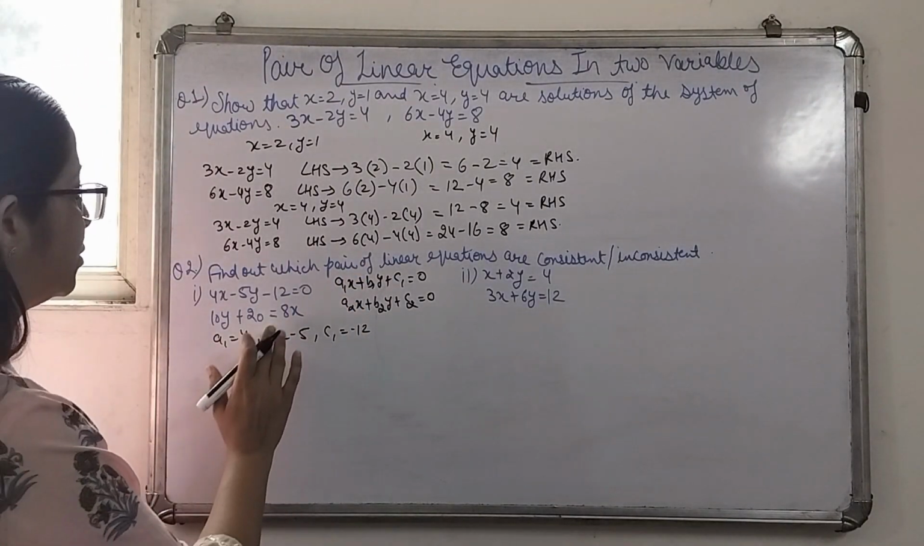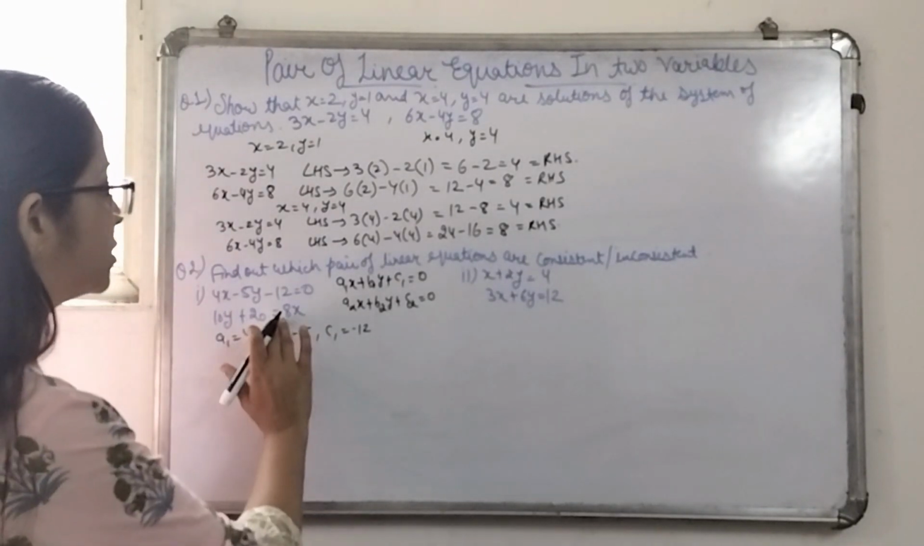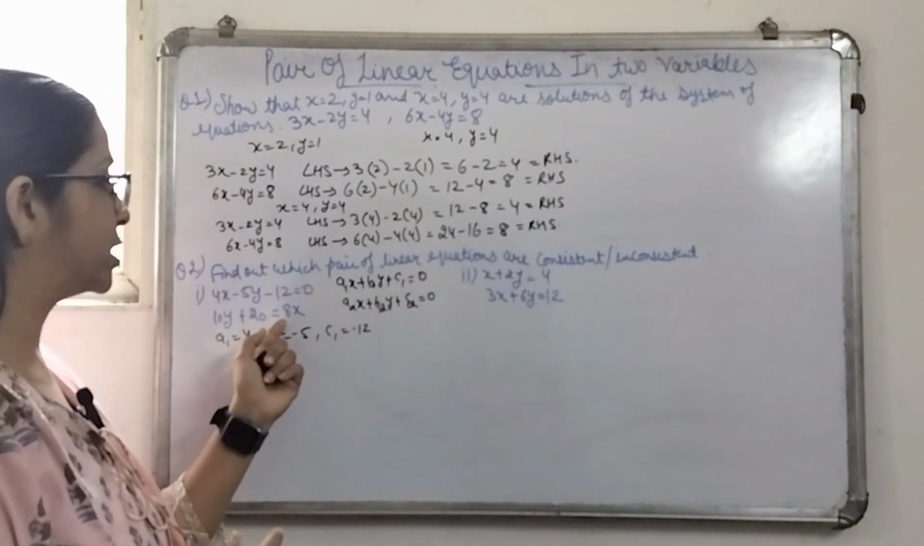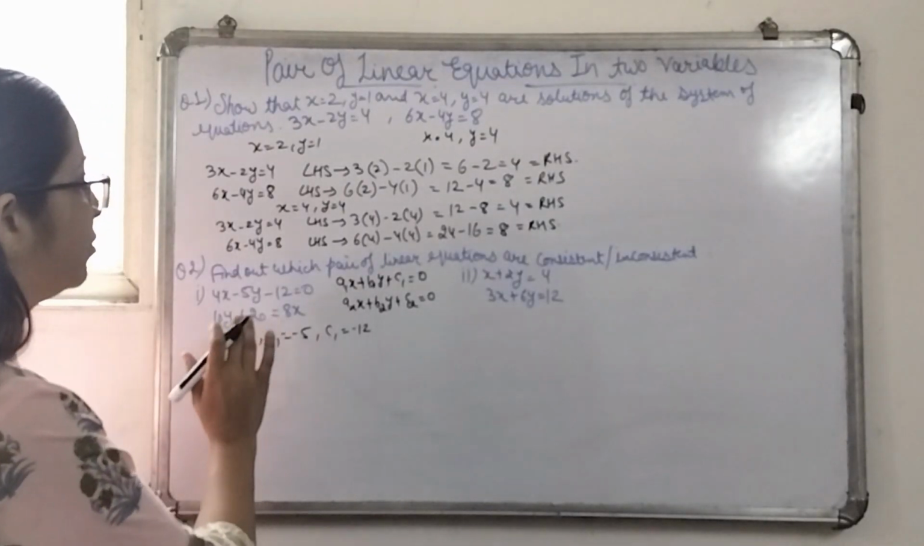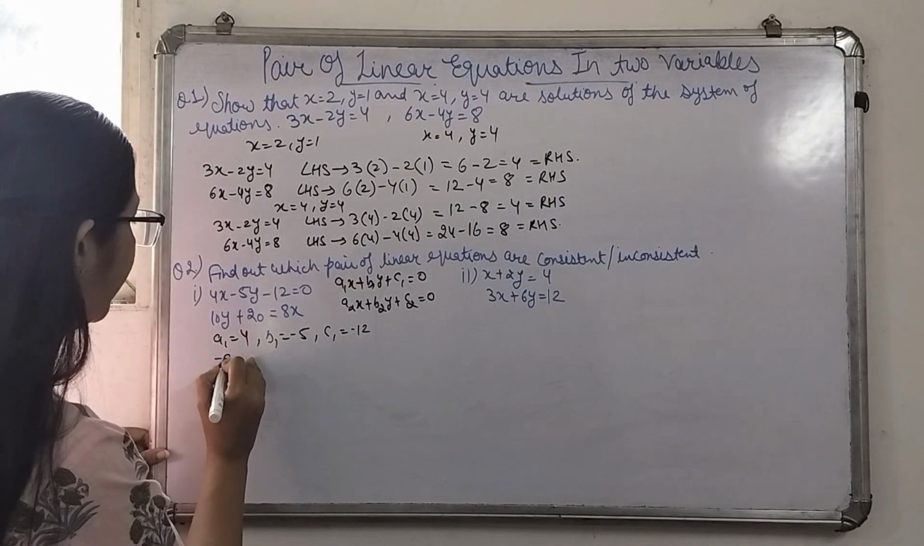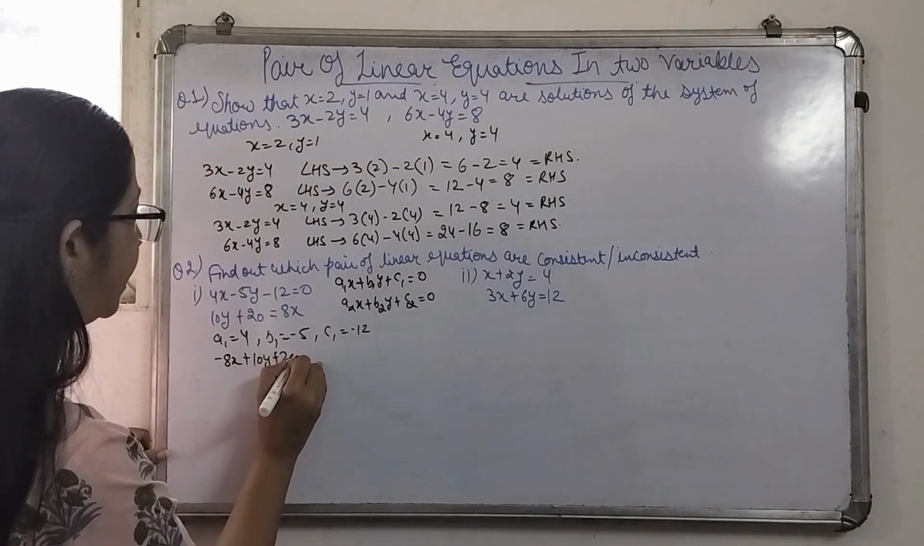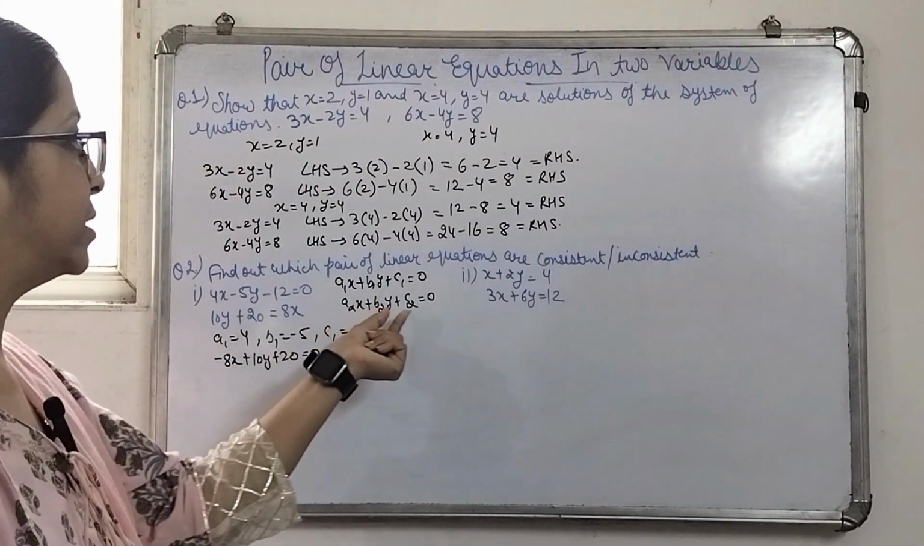From the second equation, first of all we have to rearrange it because it is not in the standard form. So first of all, we will convert it into the standard form. This equation will become -8x plus 10y plus 20 equals 0. Now it is in the standard form.